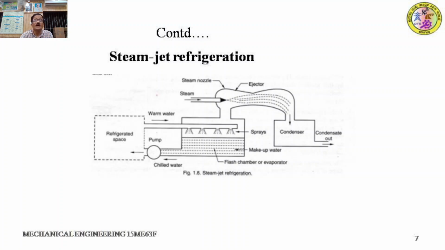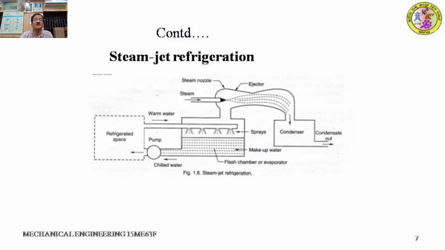chamber. And here there is a makeup water arrangement. So makeup water arrangement, because some water particles are lost due to evaporation. So in order to keep a constant level of water in the evaporator, some outside water supply is made automatically. That is called makeup water, by using some float valve or such arrangement.